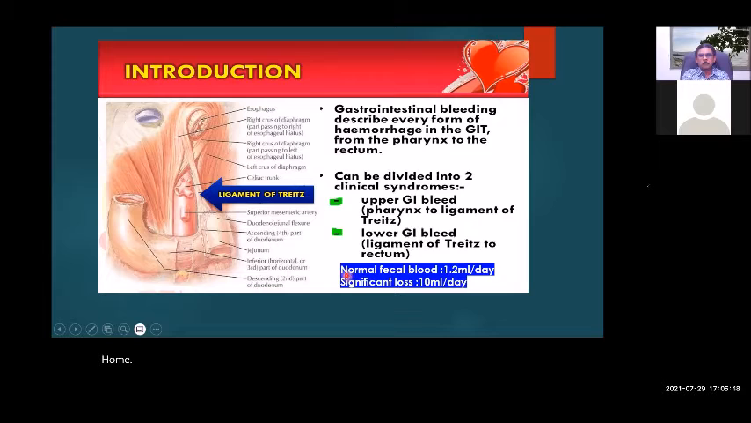Normally, the stools contain some amount of blood which is secreted or lost daily in the stools. It is estimated that 1.2 mils per day can be normal. The significant loss is when it reaches 10 mils per day. If there's a loss of 10 mils per day of blood in the stool, it is pathological and needs to be investigated.